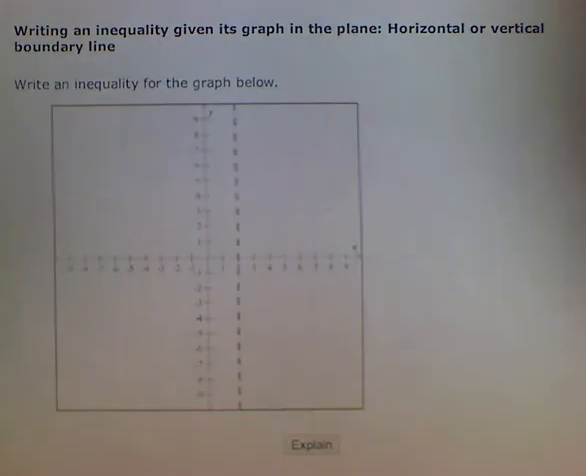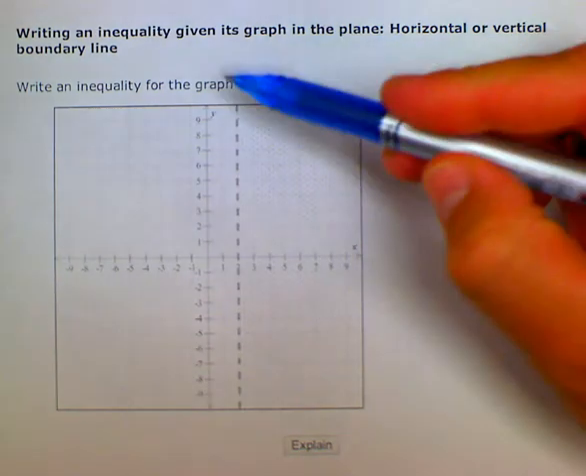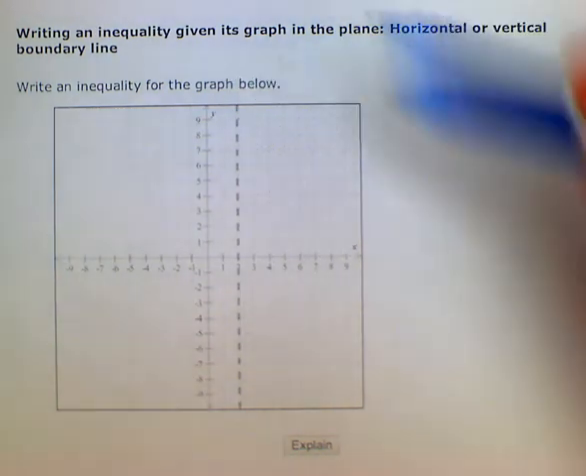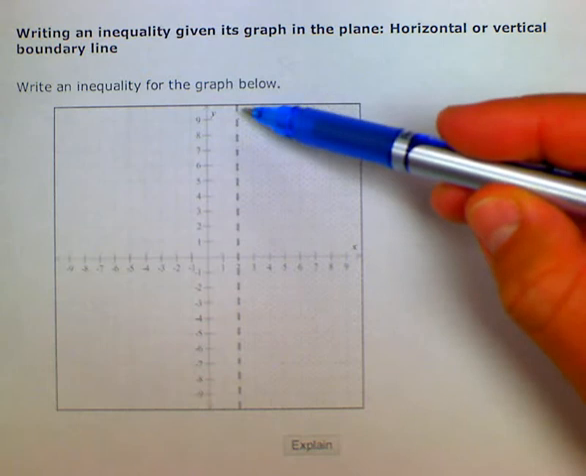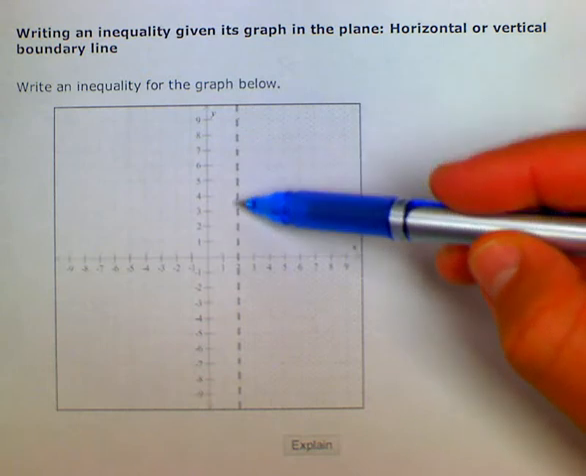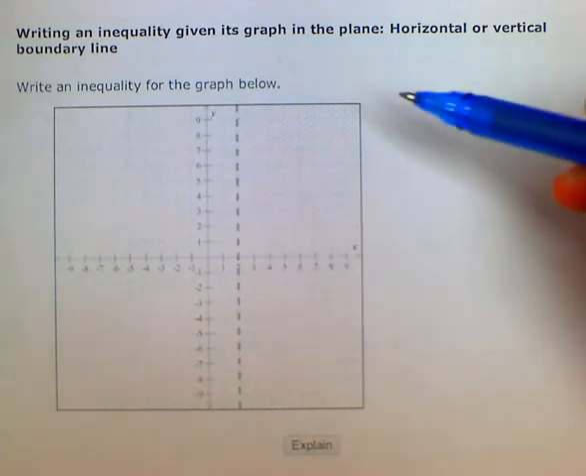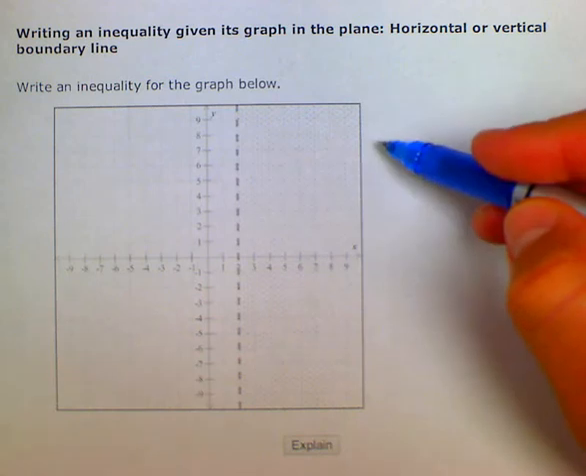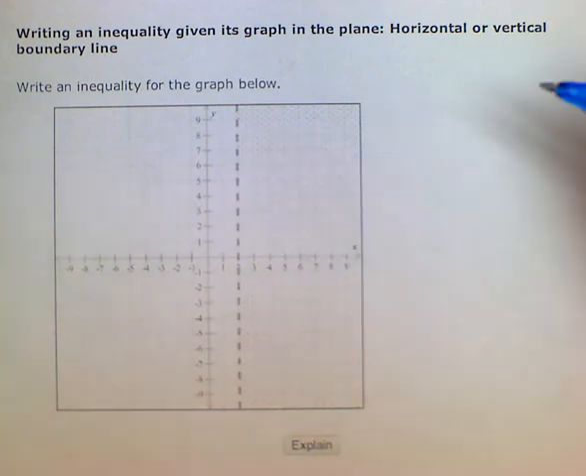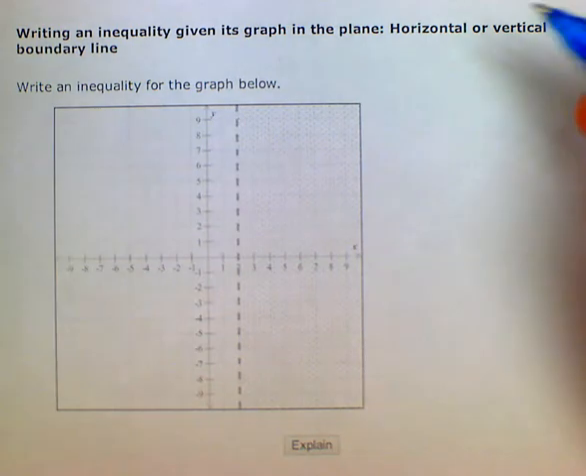So we have a problem here that says write an inequality for the graph below. And we notice that there is a vertical dashed line at x equals 2, and everything to the right is shaded in. So we need to refer back to our linear equations.